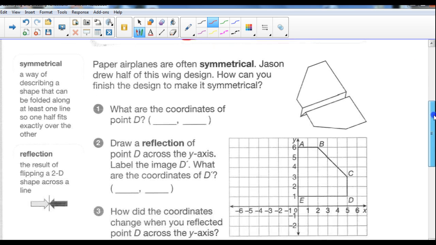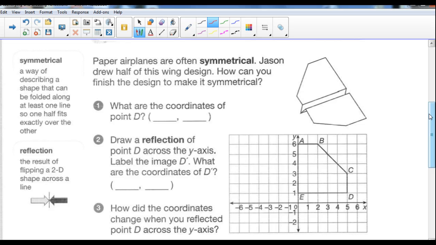Paper airplanes are symmetrical. Jason drew half of this wing design. How can you finish the design to make it symmetrical? Okay, well, here's what we do. One way of understanding the word symmetrical is it's just a way of describing a shape that can be folded along at least one line so that half of it fits over the other.